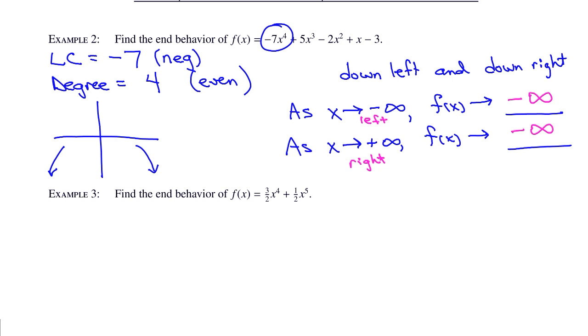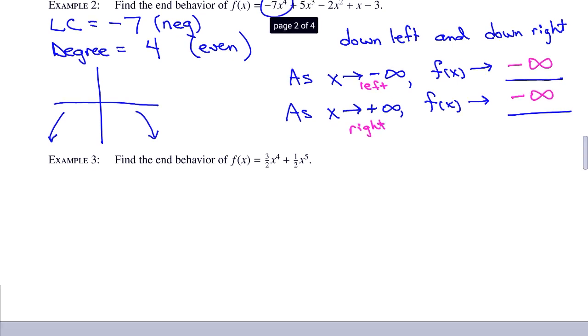Example 3. Find the end behavior of f of x equals 3/2 x to the fourth plus 1/2 x to the fifth. We need to identify the leading coefficient and the degree. Now notice that this polynomial is not written in descending order where the exponents are lined up correctly. That means that the terms that give us the leading coefficient and the degree are not the first terms of the polynomial. They're still the leading coefficient and the degree because they come from the x with the highest power.